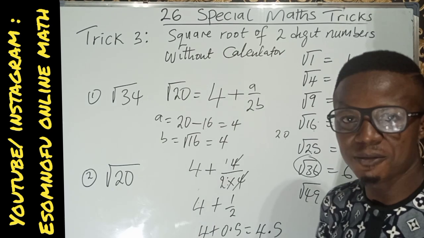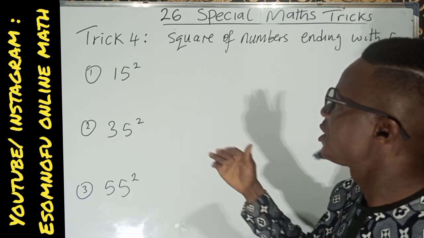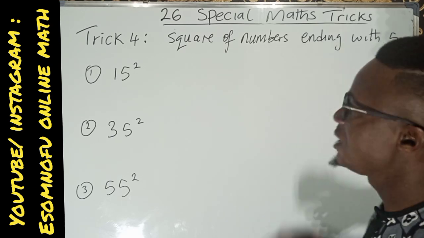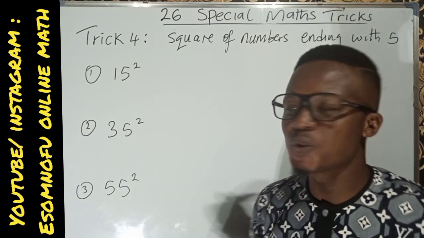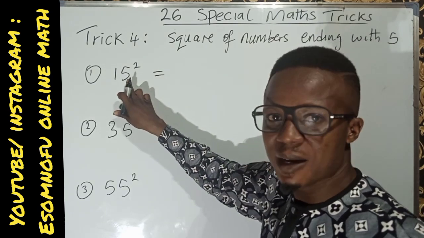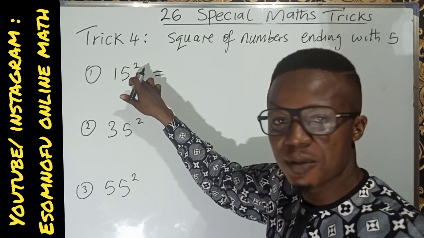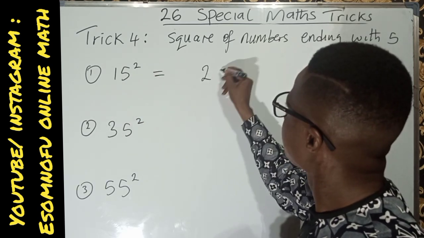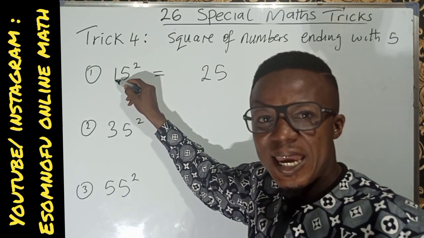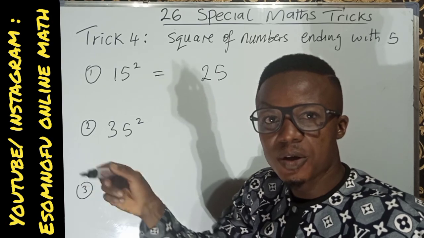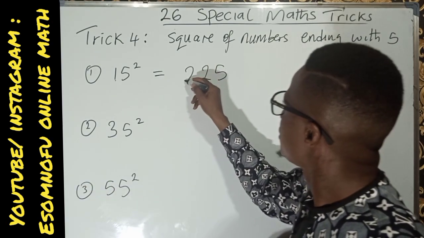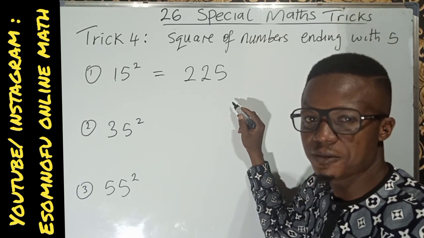Let us go to trick number 4. So we are now in trick number 4. Trick number 4 implies the square of numbers ending with 5. So whenever you want to square any number that ends with 5, it is very simple. The digit is 5 here. Just square 5. 5 squared means 5 times 5, which is 25. You write 25. The tenth digit is 1. The next number higher than 1 is 2. Therefore, you say 1 times 2, which will give us 2. Therefore, the answer is 225.